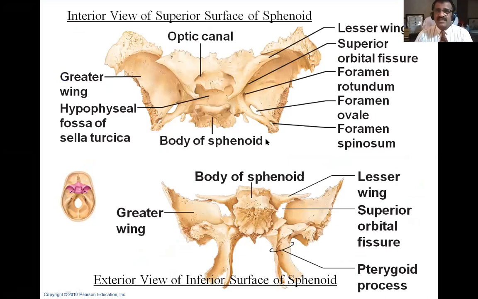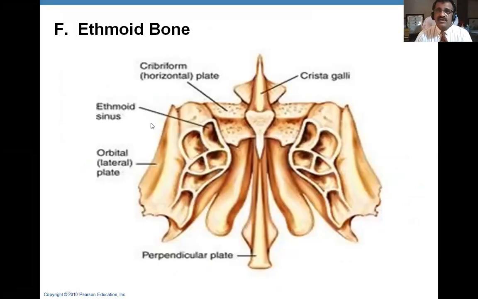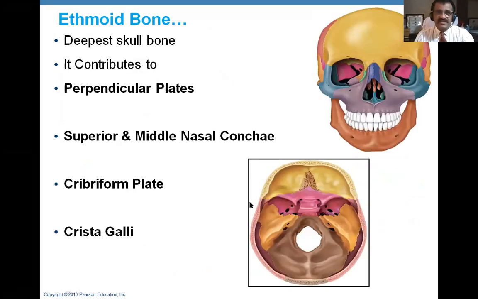And the last bone is the ethmoid bone, this highly complicated bone. If you see, it has got a perpendicular plate here. It has got superior and middle nasal conchae, because the inferior concha is a separate bone. You can see the cribriform plate of ethmoid. You can see the crista galli here. This is the deepest bone in the skull.